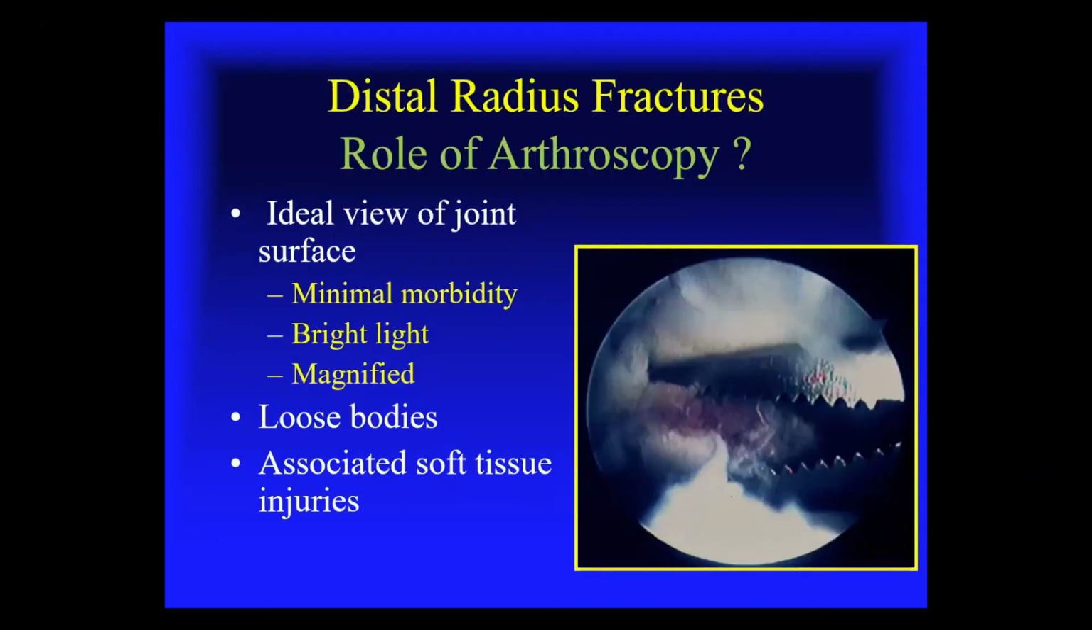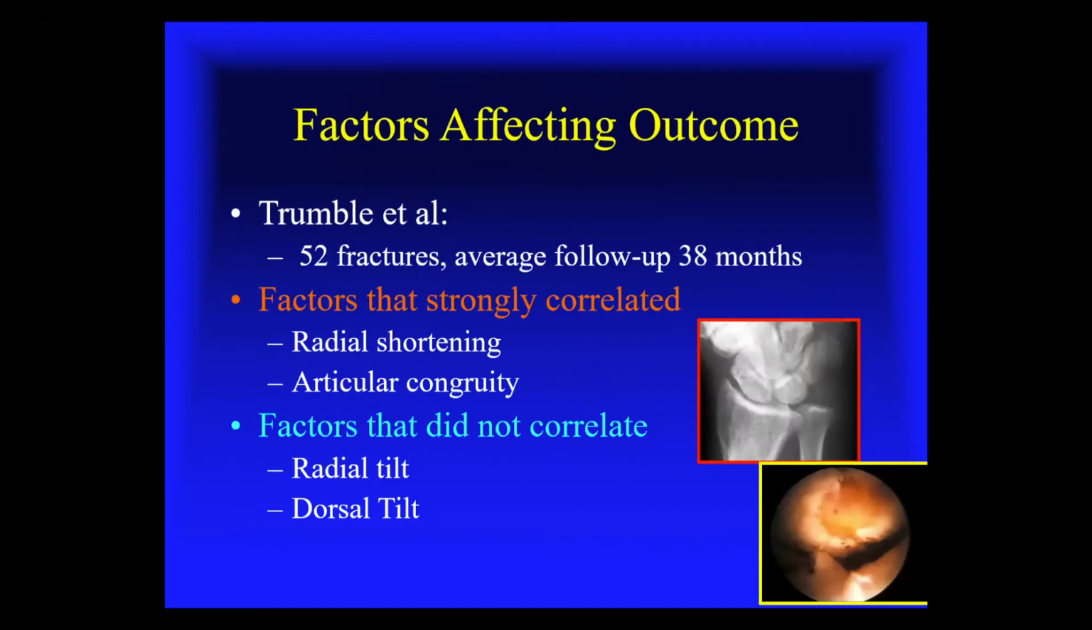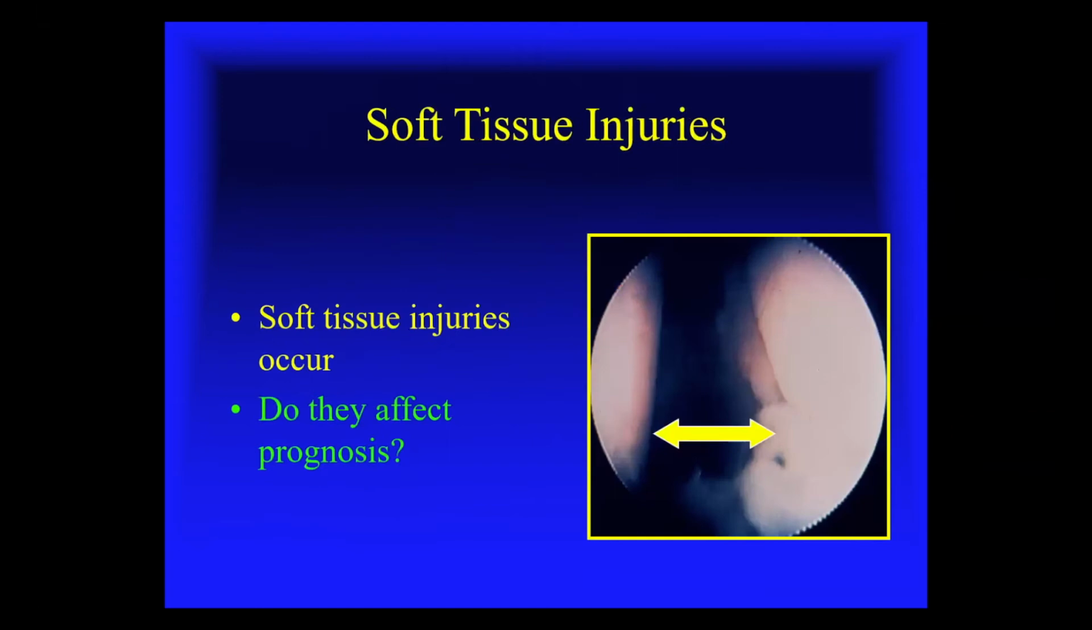We'll move on a little bit to the distal radius. I think this is a very good option for wrist arthroscopy. You can view the joint in bright light, under magnification, take out any loose bodies, and this is a soft tissue injury just as much as a fracture. So you can look at the associated soft tissue injuries and manage these as well. Trumble looked at various factors for the best results for distal radius fracture, and articular congruity is one of the two highest factors. So that's where the scope can come in handy to get that joint surface as anatomic as possible.